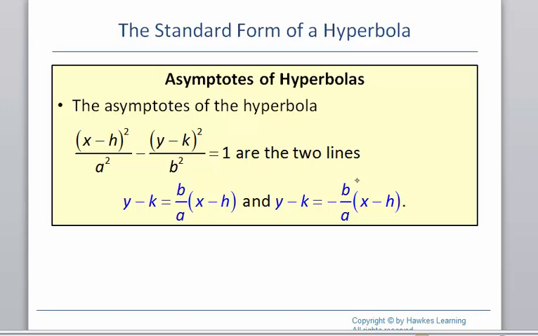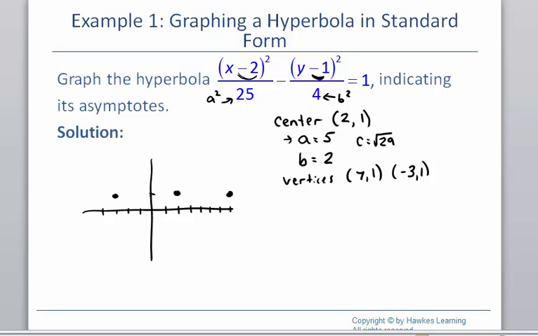And so I'm going to go back to my screen and write those equations down, and then we're going to find the equations of those asymptotes. My equations were y minus k is equal to b over a, x minus h. And then I had the same version of the formula except that there's a negative in front of the b over a. So that's going to give me the other asymptote.